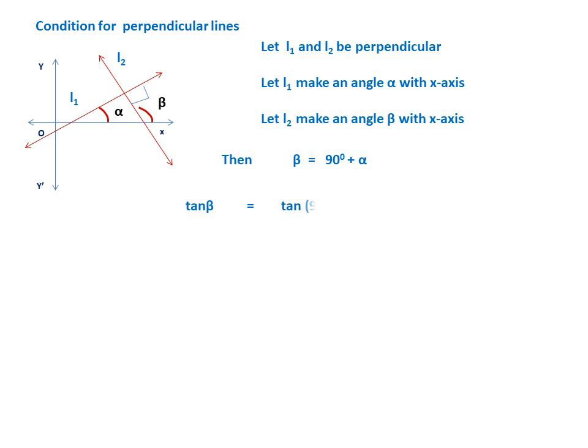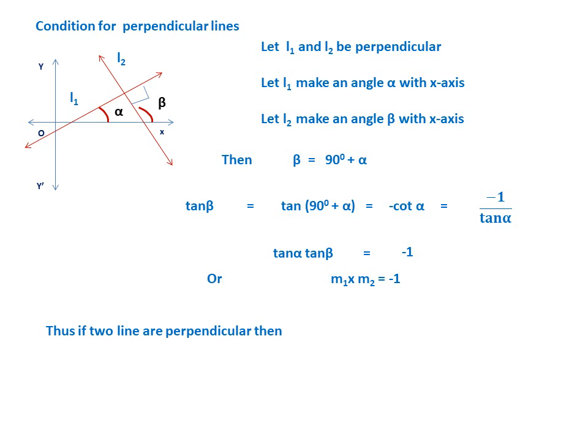Now take tan on both sides. Therefore tan beta will be equal to tan of (90 plus alpha), which is minus cot alpha. This we have studied in trigonometry, the relationship between complementary angles. Therefore, tan (90 plus alpha) is minus cot alpha. We can write this as minus 1 by tan alpha, or tan alpha into tan beta is minus 1. But what is tan alpha? It is m1. Tan beta is m2. Therefore, you can say m1 into m2 equal to minus 1, and this is the condition.